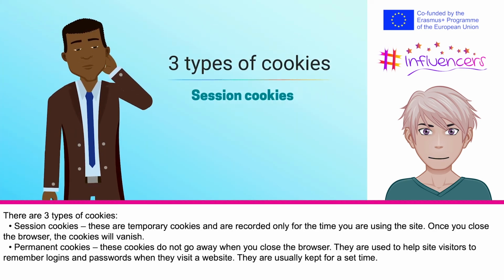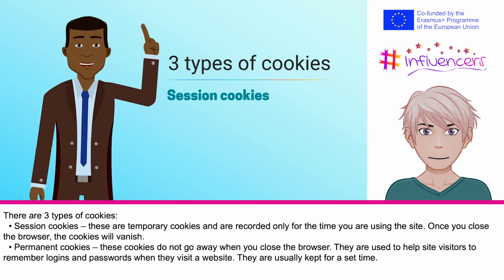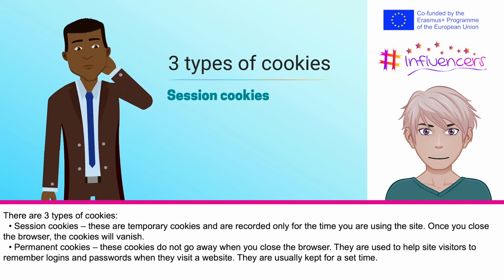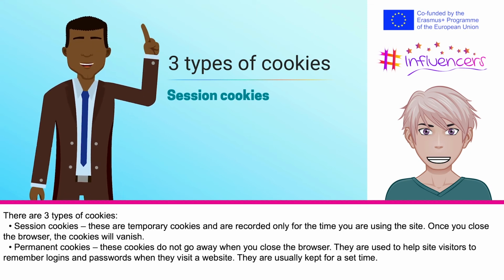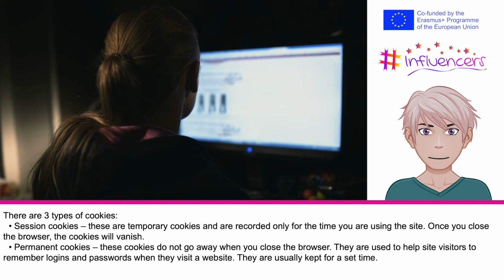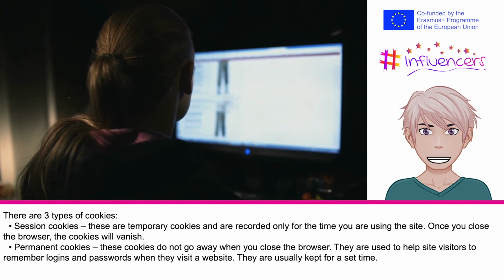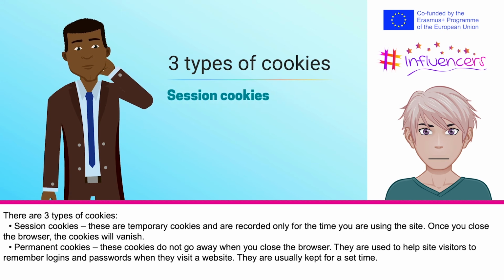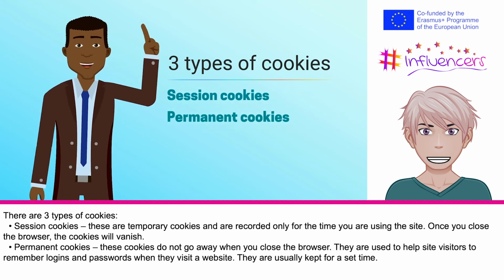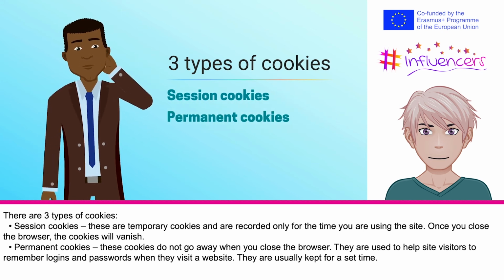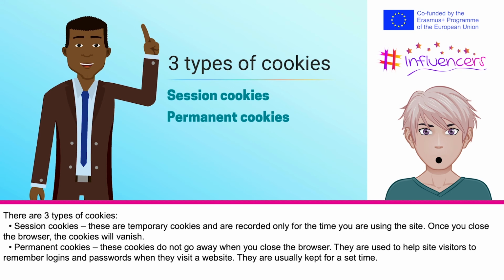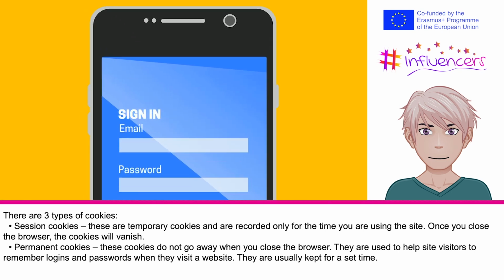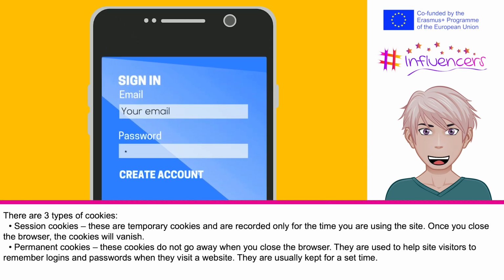There are 3 types of cookies. Number 1. Session cookies. These are temporary cookies and are recorded only for a short time you are using the site. Once you close the browser, the cookies will vanish. Number 2. Permanent cookies. These cookies do not go away when you close the browser. They are used to help site visitors to remember logins and passwords when they visit a website. They are usually kept for a set time.